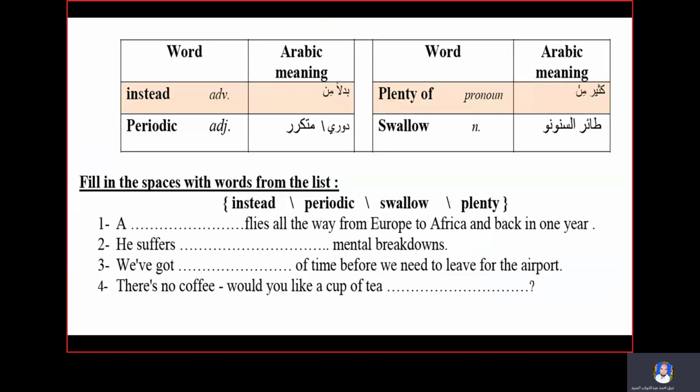Number 1. A swallow flies all the way from Europe to Africa and back in 1 year. A swallow is the name of the bird. 2. He suffers periodic mental breakdowns. Periodic, frequent. 3. We've got plenty of time before we need to leave for the airport. 4. There is no coffee. Would you like a cup of tea instead?